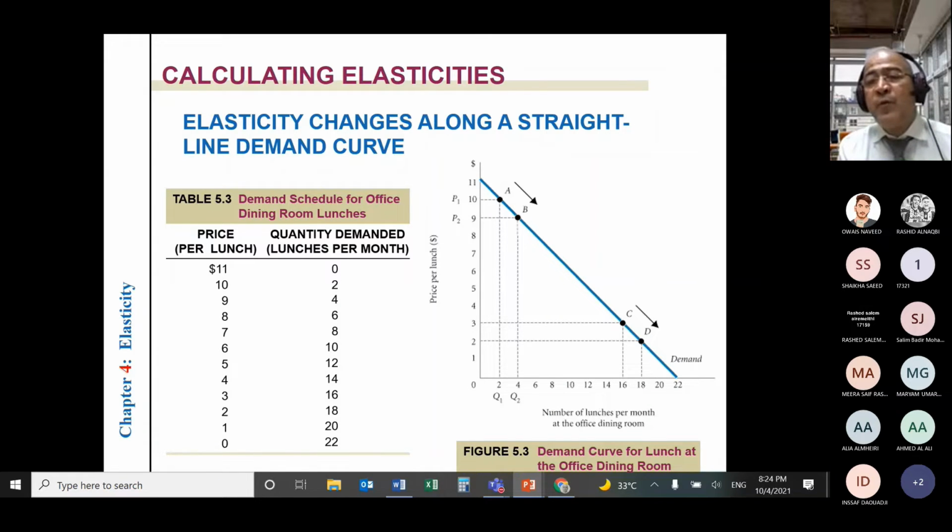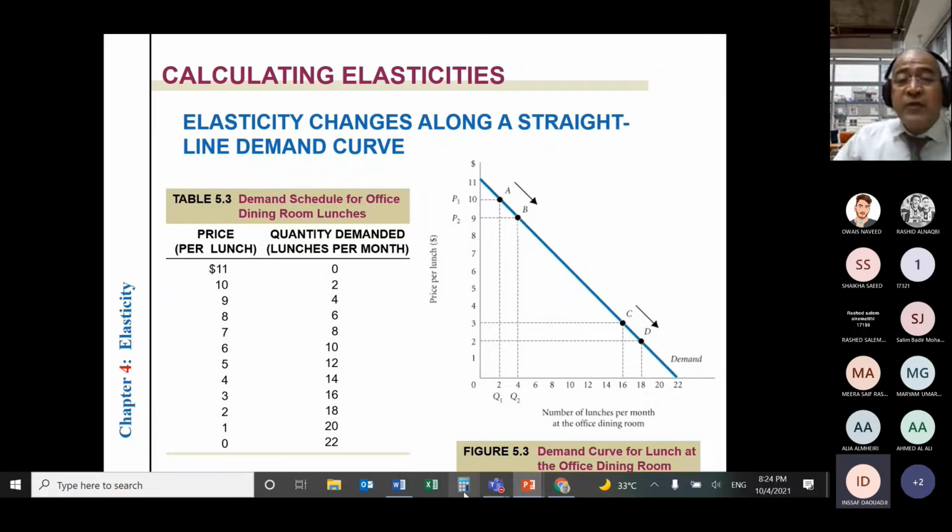So 22 minus 18, this is the M1, and then divided by M2. M2 is 18. Sir, it's 0.222. 0.22, right?